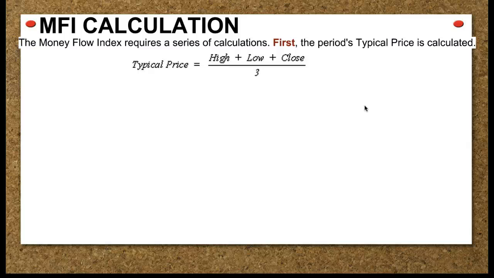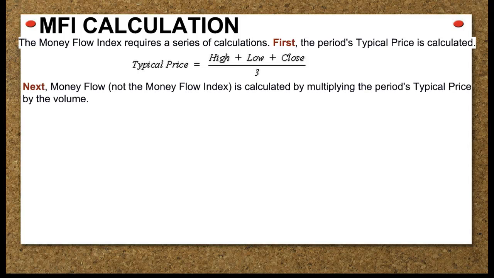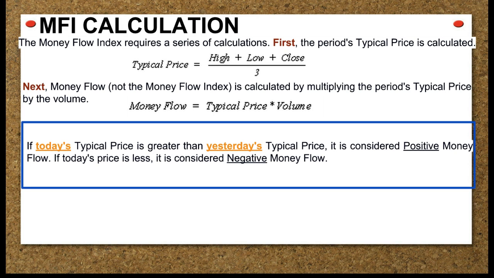That's step 1. The second step is to calculate money flow. Not the money flow index yet, just the money flow. And that's simple. It's calculated by multiplying the period's typical price, which we found in step 1, by the volume for that day. That gives us our money flow. One thing to note, if today's typical price is greater than yesterday's typical price, it's considered a positive money flow. On the other hand, if the price is less, that's negative.